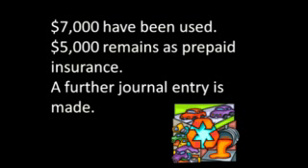When each month of insurance expires, so the amount becomes an expense. Therefore, 7 months of the insurance now needs to be expensed. Since the amount paid was $12,000, this means that the insurance premium per month is $1,000. So, if $7,000 have been used, then $5,000 will remain as prepaid insurance.